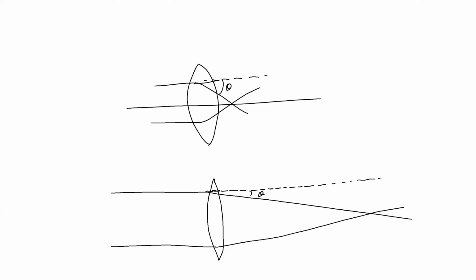Are we understanding, Aaron? Where do you find the focal length to be more? Where the light bends by a bigger angle or where the light bends by a smaller angle?